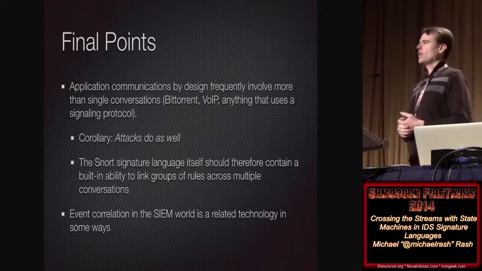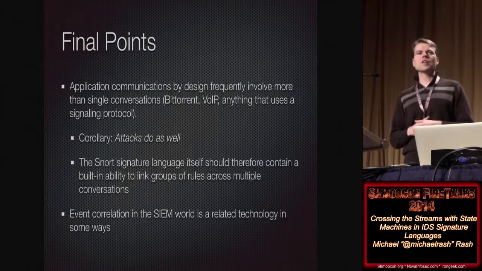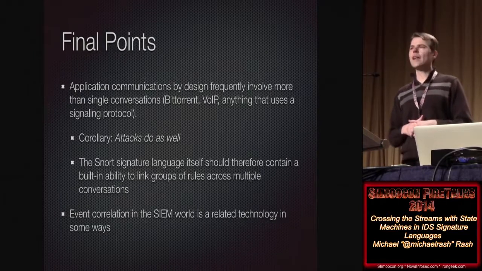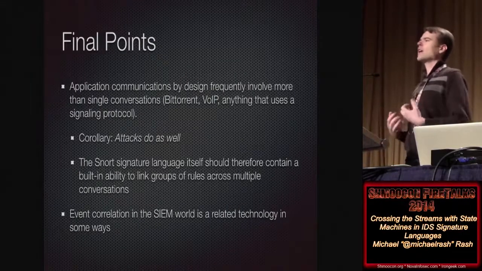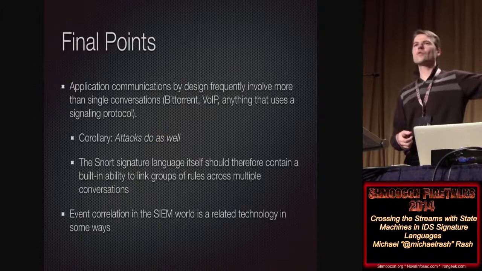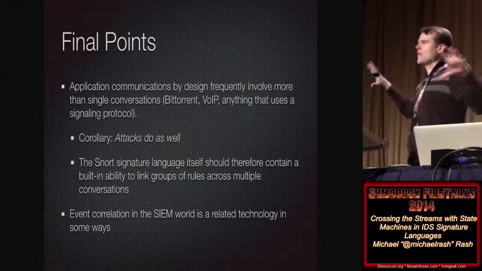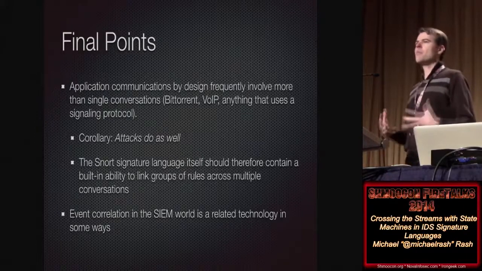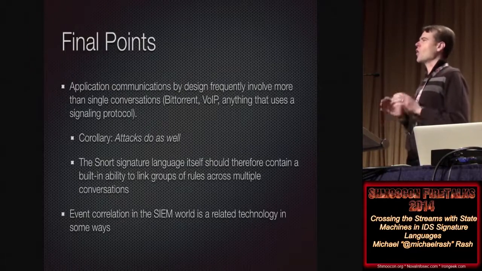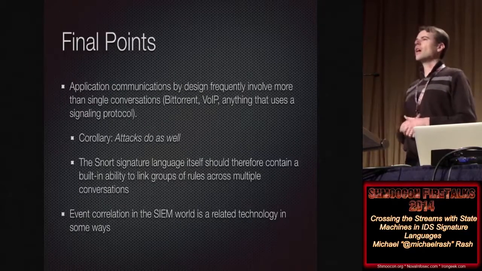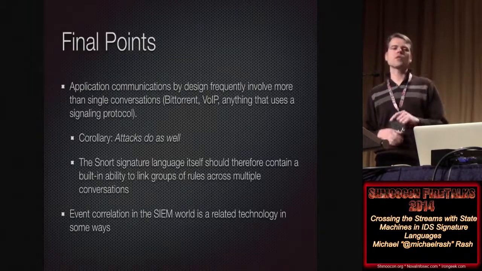In the SIM world, I believe that part of the SIM vendors' success, in some sense, can be tracked to the fact that they have a style of detection that's very similar to this by design. They don't care that you get a failed login alert from one piece of infrastructure with a Snort alert from something else. They are doing this sort of correlation by design. I think that there's room for the network IDS community to also do some similar style of correlation across transport layer conversations directly within the language.